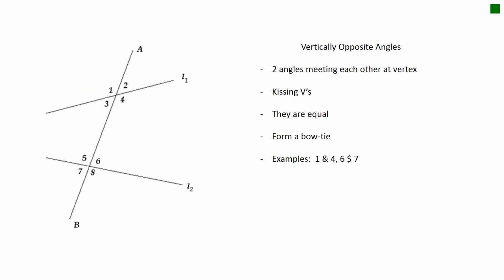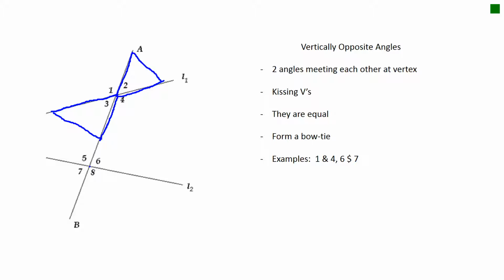So next we have vertically opposite angles. So these are two angles meeting each other at a vertex. So a vertex is just here. It's the point where the two lines cross. Okay. So they're sometimes called kissing V's because there's a V and here is a V. They also form a bow tie, if you will.